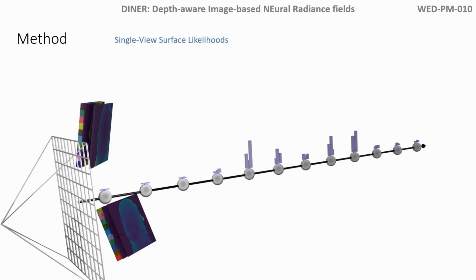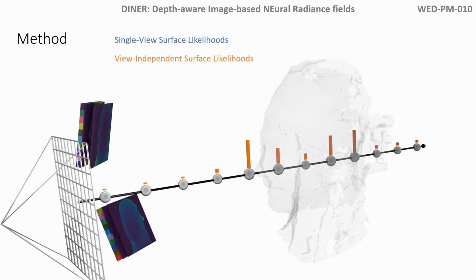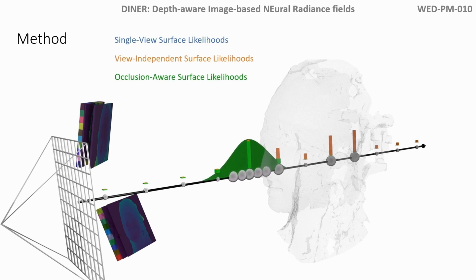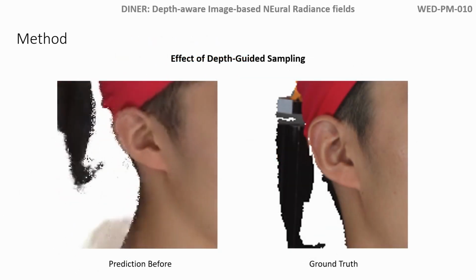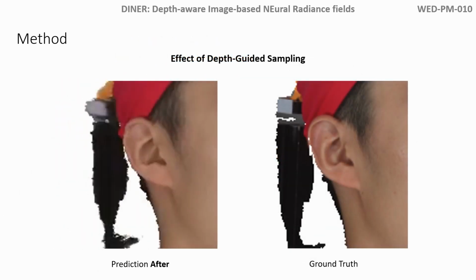We apply max pooling to obtain view-independent likelihoods, and then shortlist samples with the highest values. To increase the sample density around the first ray intersection, we first calculate occlusion-aware likelihoods, then fit a probability distribution, and sample additional points accordingly. As a result, the synthesis quality around thin surfaces like ears improves.